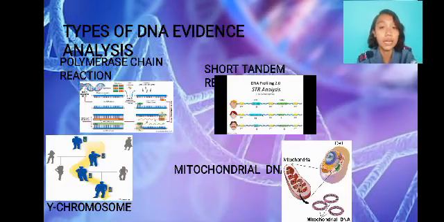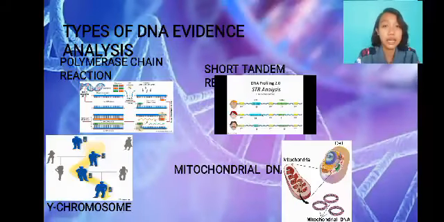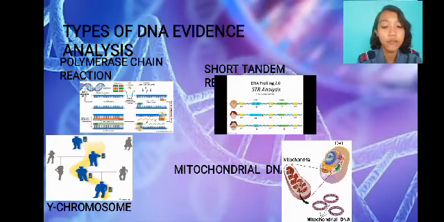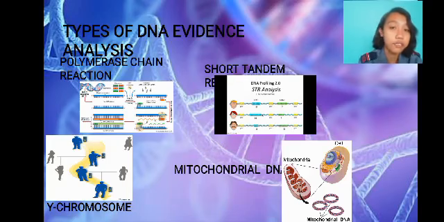So, the third slide is all about the types of DNA analysis. This is the last slide. So, what are the types of DNA evidence analysis? Polymerase chain reaction, short tandem repeats, Y chromosome, and mitochondrial DNA. So, what is the difference between the 4? So, the first is polymerase chain reaction. And the third is short tandem repeats. As you can see in the picture, there are examples of types of evidence analysis.